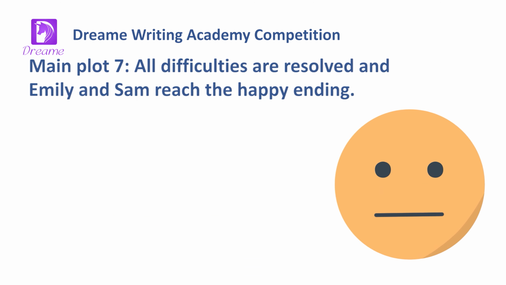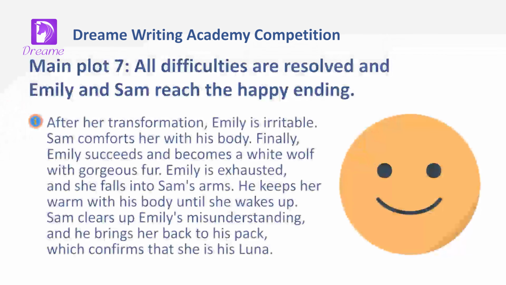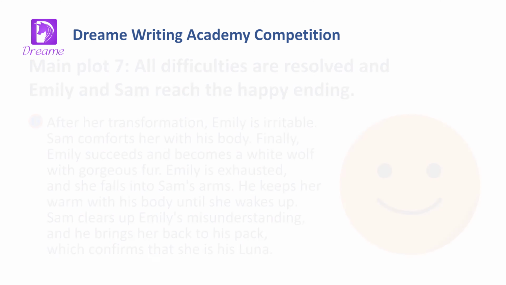And then our main plot number 7, all the difficulties are resolved, and Emily and Sam reach the happy ending. After her transformation, Emily is irritable. Sam comforts her with his body. Finally, Emily succeeds and becomes a white wolf with gorgeous fur. Emily is exhausted, and she falls into Sam's arms. He keeps her warm with his body until she wakes up. Sam clears up Emily's misunderstandings, and he brings her back to his pack, which confirms that she is his Luna.